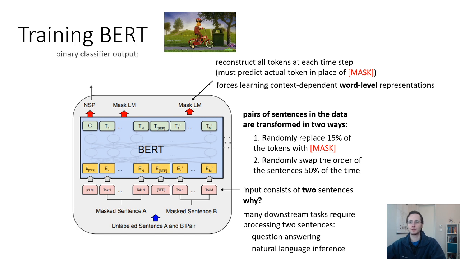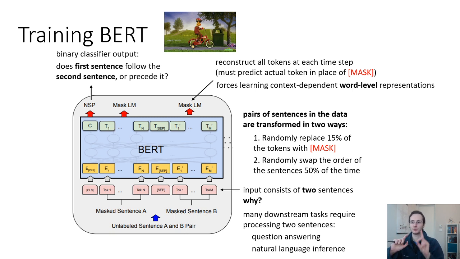Then the output of the first token will actually be a binary classifier. It'll be trained to predict whether the first sentence follows the second or vice versa. So it's a special position. For all the other positions, we'll be predicting what the word should be at that position. But for the first position, it'll be this binary classifier that will predict true or false, depending on whether A follows B or vice versa.